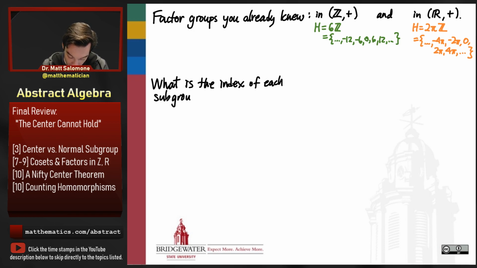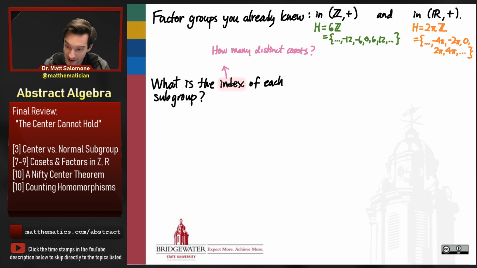And so index is a definition that I think some people have been asking me about this week, so I just want to take an opportunity to talk about it now just to clear it up. When we say the index of a subgroup, what we really mean is how many cosets, how many distinct cosets does it have?